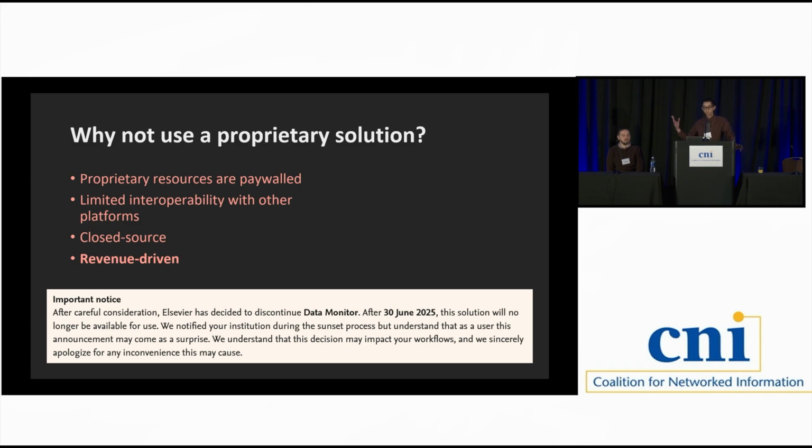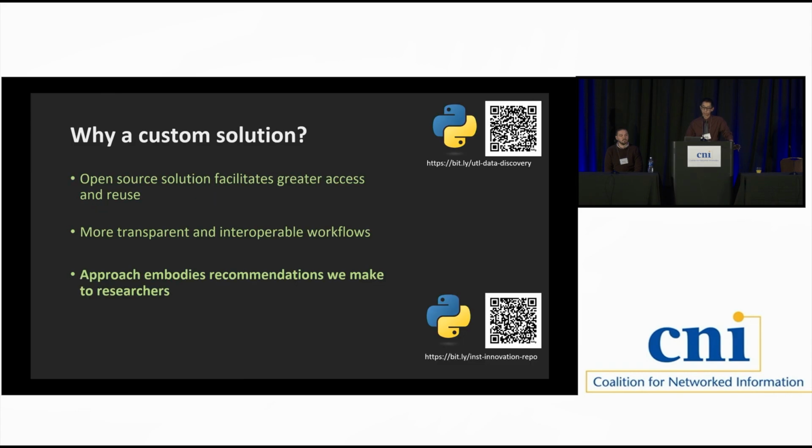And so some folks might be familiar with Elsevier's Data Monitor. This was their proprietary solution for doing this type of research data tracking. And they recently announced that they're going to be sunsetting this because it just didn't generate enough uptake for them. And so because this is closed source software, it's not possible for someone else to come along and pick up the maintenance of that. And so anyone who has a current workflow with Elsevier Data Monitor is now going to have to find another solution. And so these are things we're trying to avoid with an open source solution.